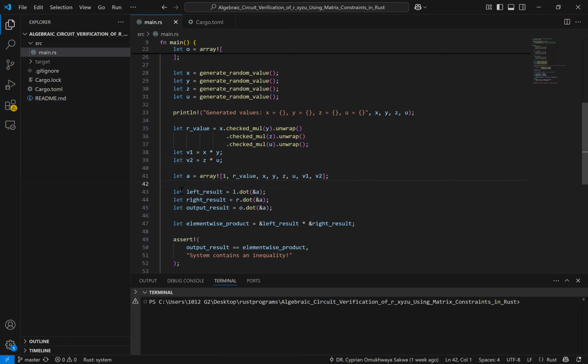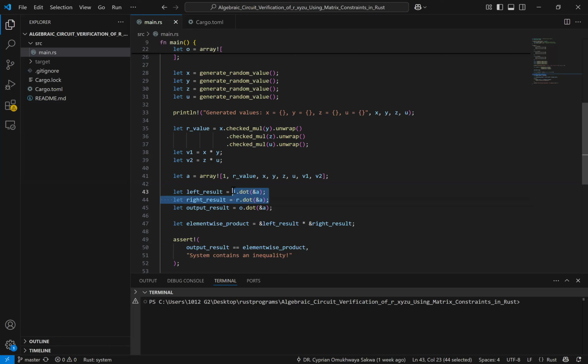It gives us that. Then you're telling it that the left matrix, followed by A, shall be called left result. Then the right matrix, followed by A, shall be called the right result. And then the output times A shall be called output result. But now we want this product, the left result times the right result, to equal the output result.